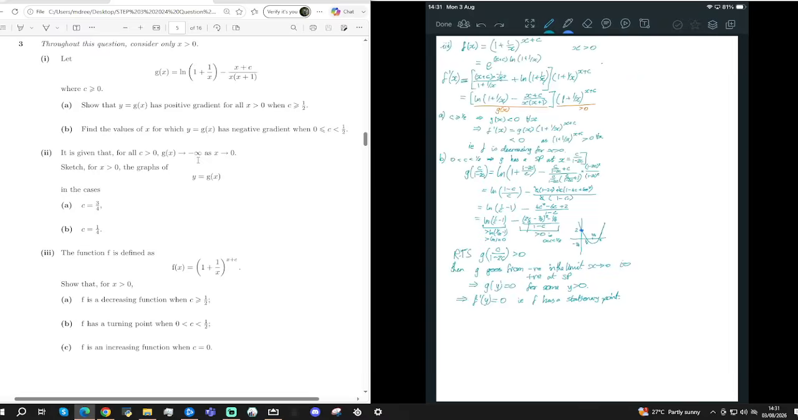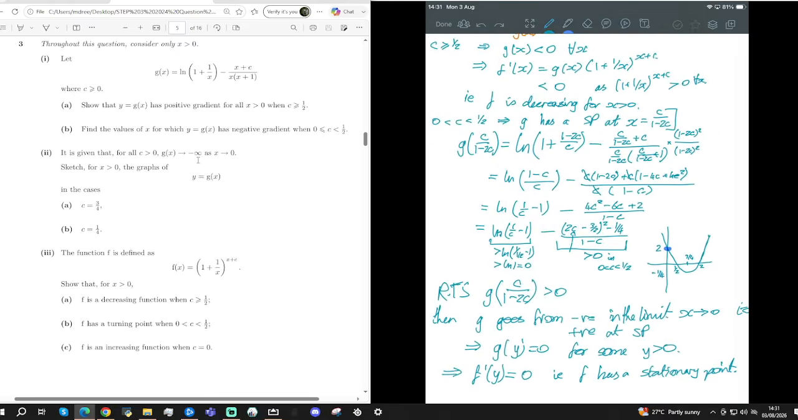A little disappointed I didn't manage to clean out part 3, part B, dealing with that. And if you do have a better suggestion on how to either show that that stationary point of g is positive, or to show that g has a root, please do let me know, because that will annoy me for a while.